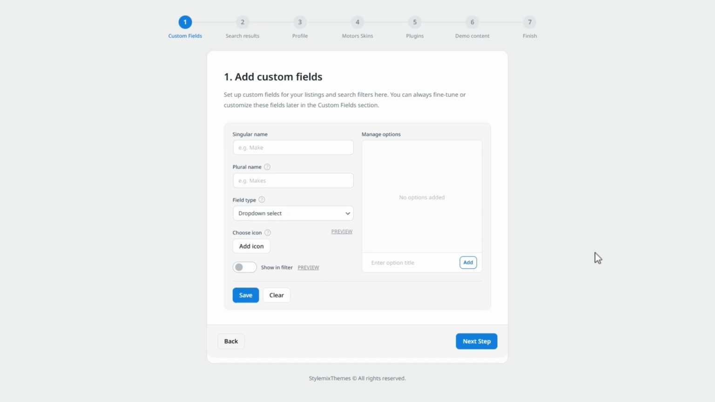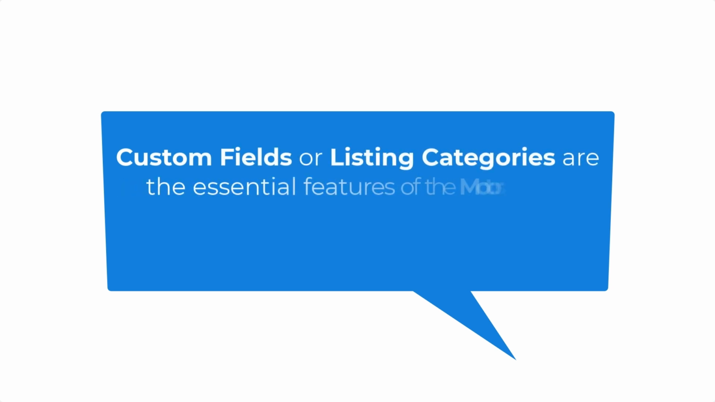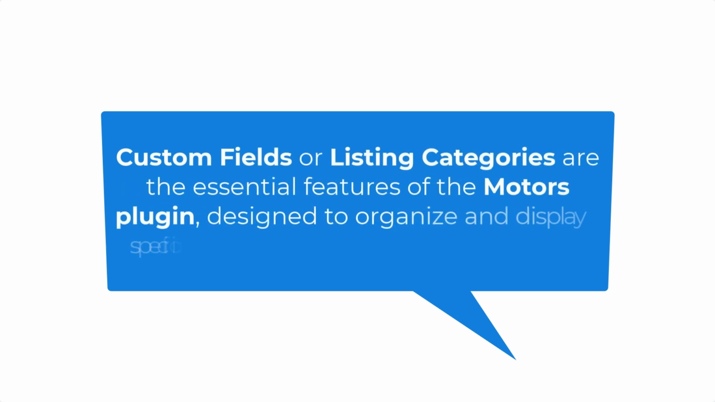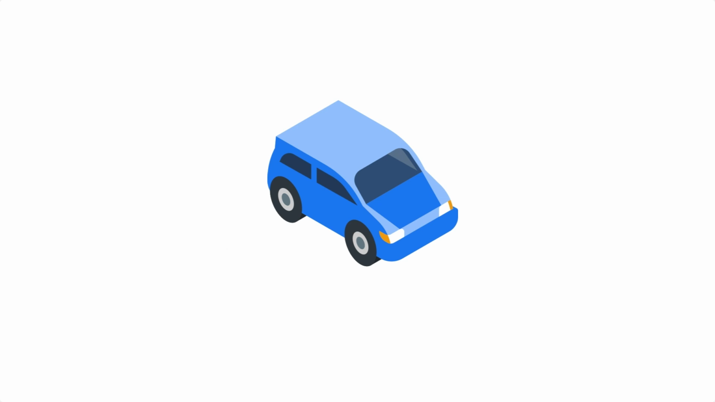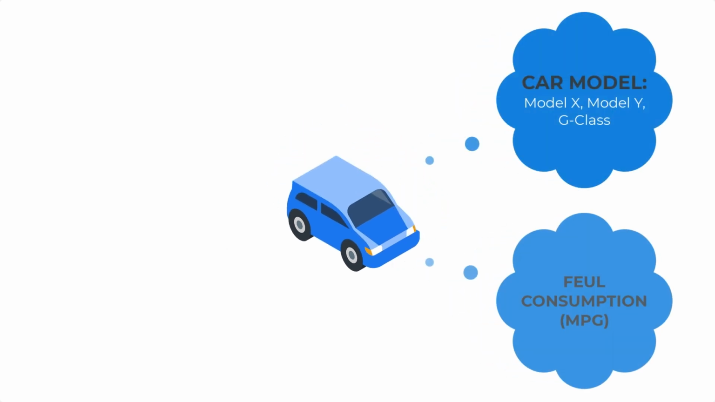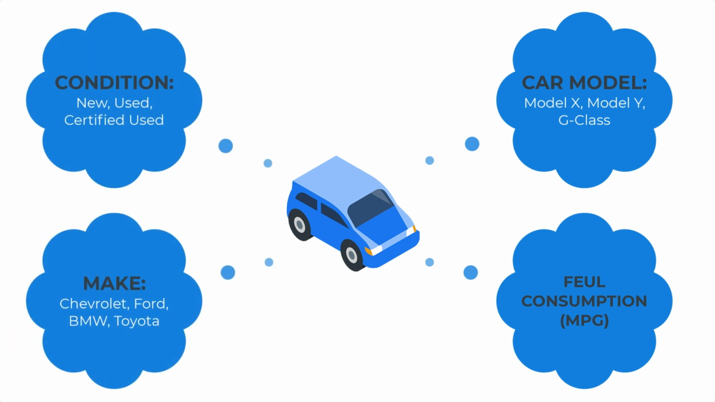But first, let's understand what custom fields are. Custom fields, or listing categories, are the essential features of the Motors plugin, designed to organize and display specific information about vehicles. It can be any characteristic of the vehicle that is classified. I will give you an example to make it clear. Your car has different features which make it special. It can be a car model, MPG, condition, make, and so on.